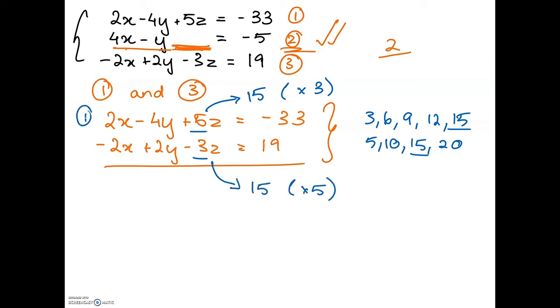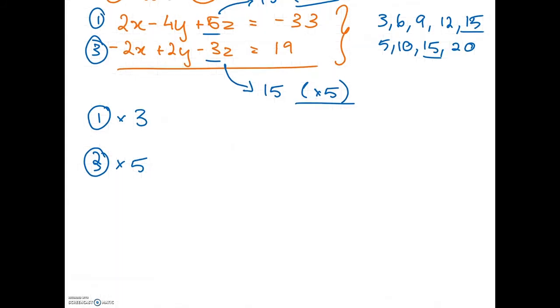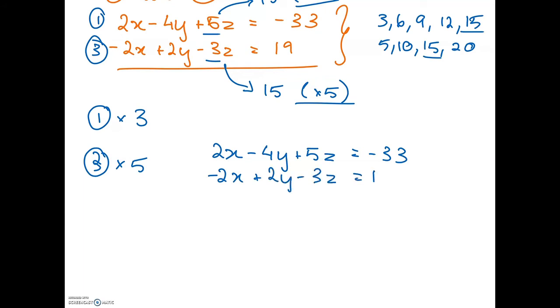So this is equation 1 and this is equation 3. What we're going to do now is take equation 1 and multiply it by 3, and then take equation 3 and multiply that by 5. And you'll see why we're doing that just soon. So let's start doing that. So equation 1 is 2x minus 4y plus 5z equals negative 33. And then equation number 3 is negative 2x plus 2y minus 3z equals 19.